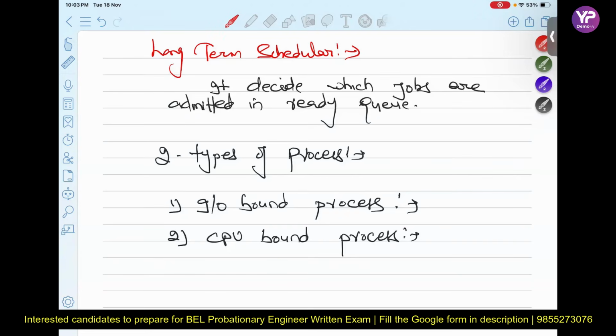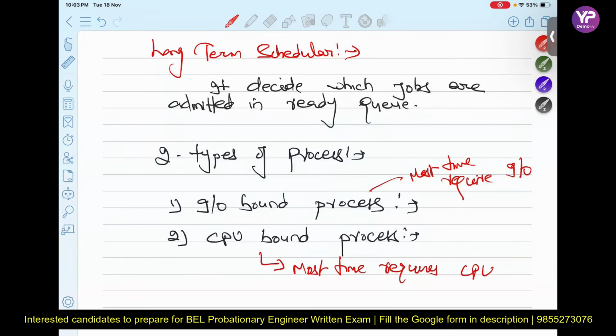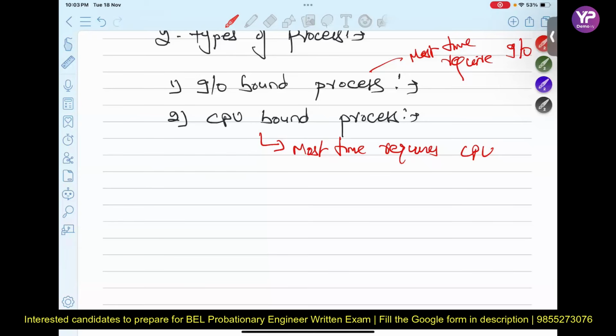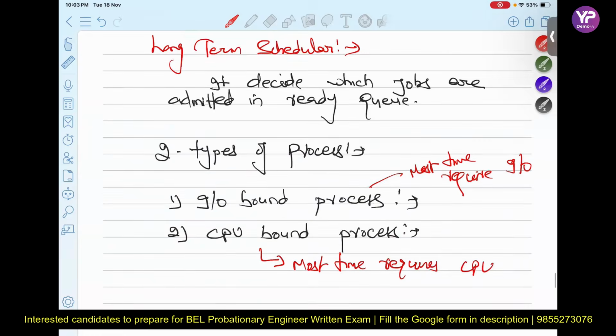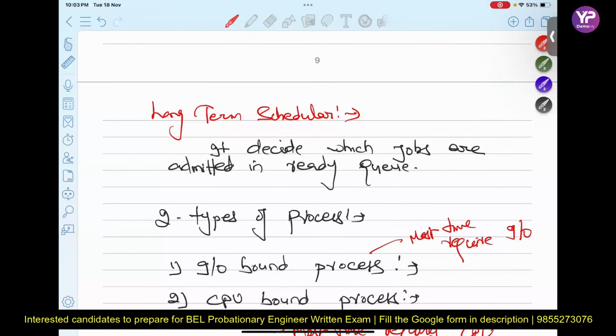In short, most time requires CPU, most time requires IO. Are you getting my point? That's called IO bound process or CPU bound process, my dear students. Now see, suppose that the long-term scheduler only brings CPU bound process. What is the problem? Can you just tell me?